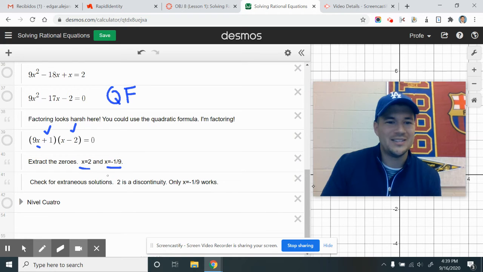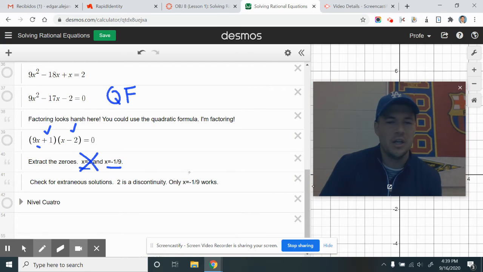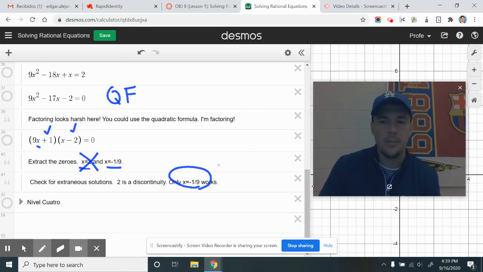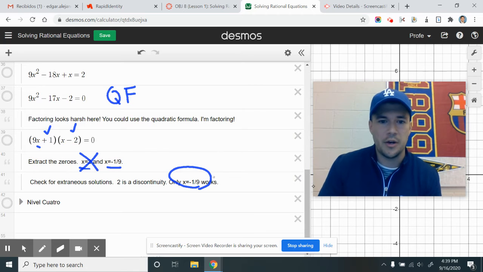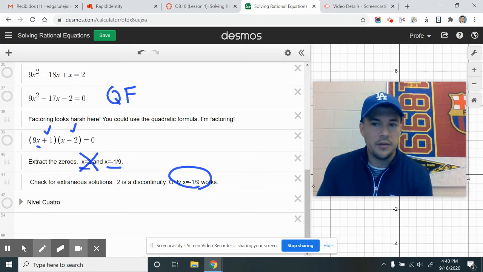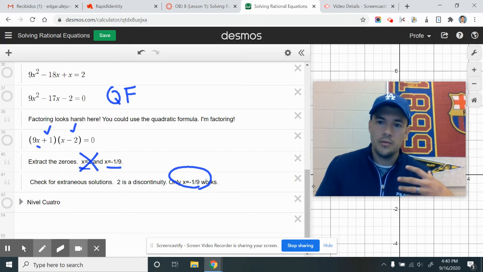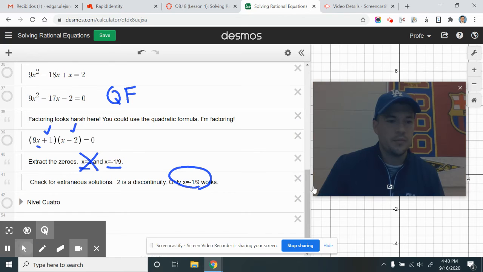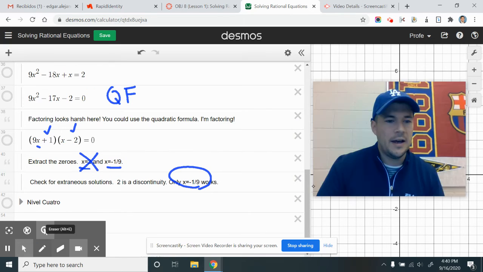x equals 2 is not going to work out because it is a discontinuity, all right? So it is extraneous. So your only solution right here is going to be x equals negative 1/9. Again, Desmos will tell you that the original answer was negative 0.11111, repeating, that's negative 1/9. But you need to know the algebraic process using quadratic equations. All right, so that's that.